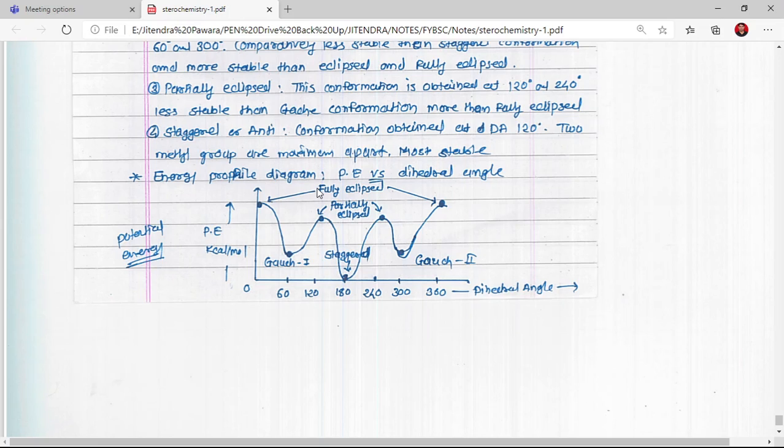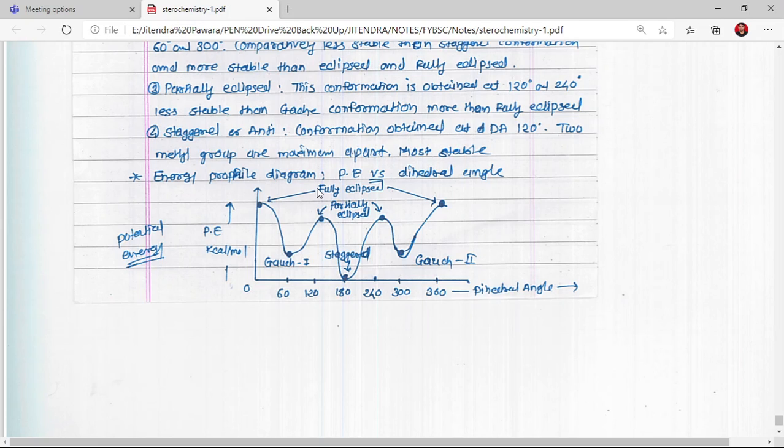The fully eclipsed conformation is a higher energy conformation. This energy difference is due to what? The fully eclipsed conformation has CH3-CH3 interaction; both CH3 groups overlap on one another. That's why there is an increase in energy due to steric hindrance. The internal energy of the fully eclipsed conformation increases.